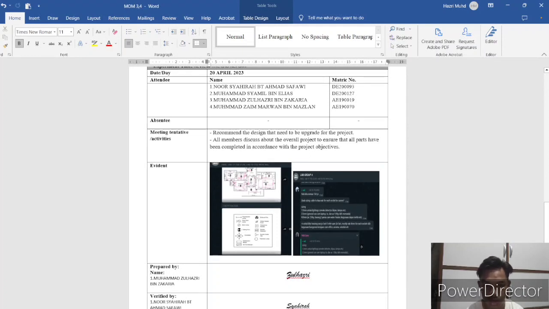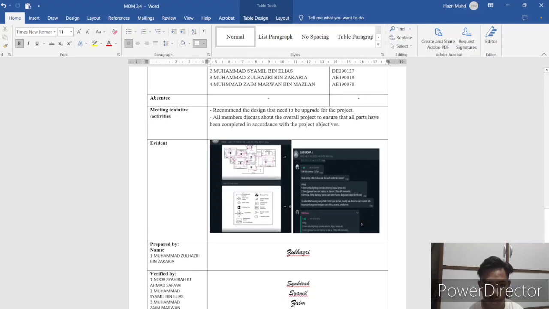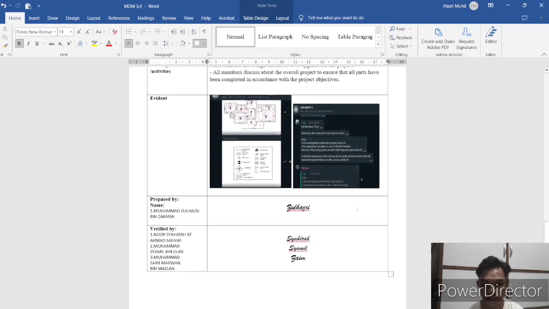We discuss in the group WhatsApp what the detailed activities are. We recommend the design that needs to be upgraded for the project. All of us discuss the overall project to ensure that all parts have been completed in accordance with the project objectives. So that's all from us.